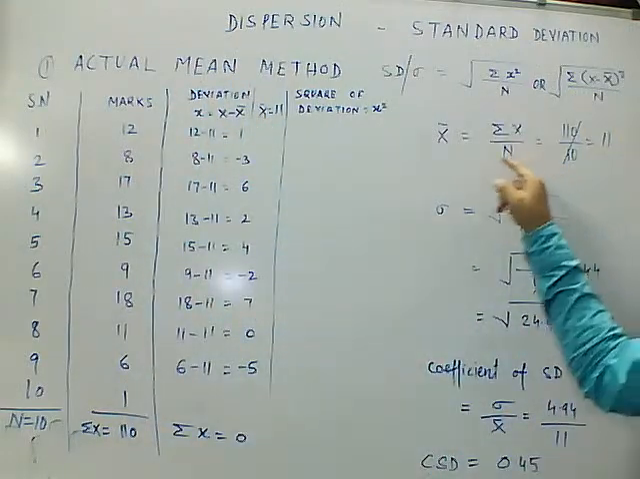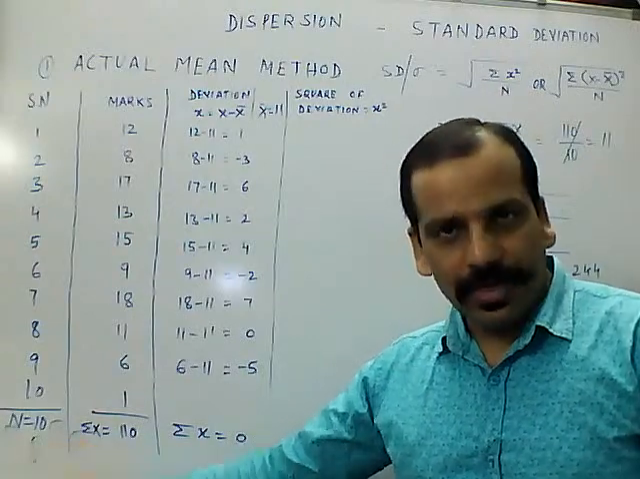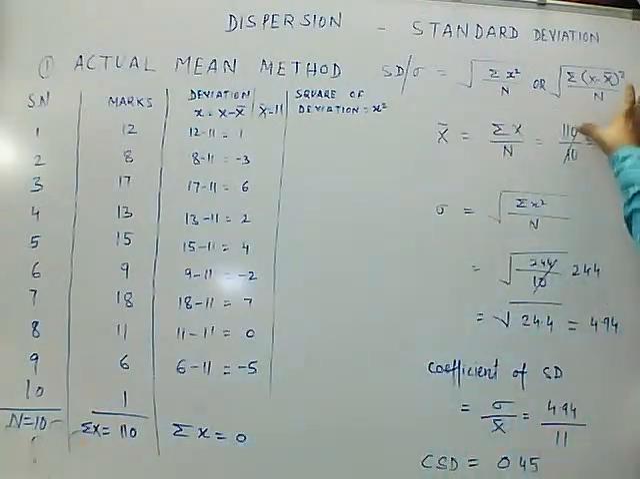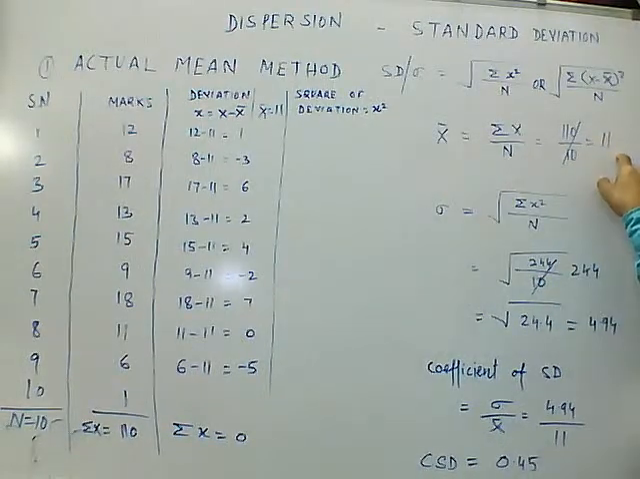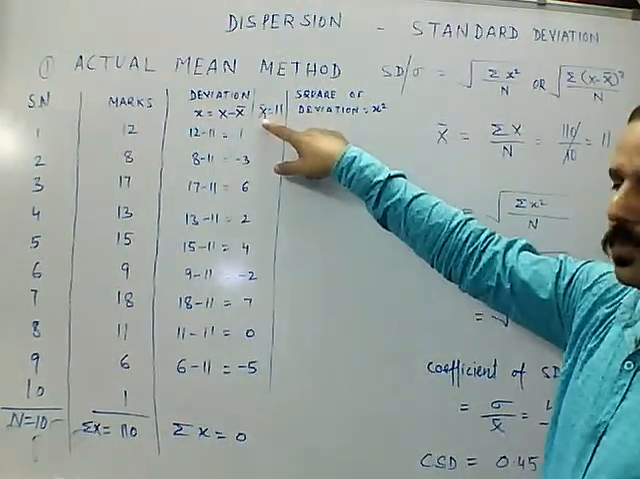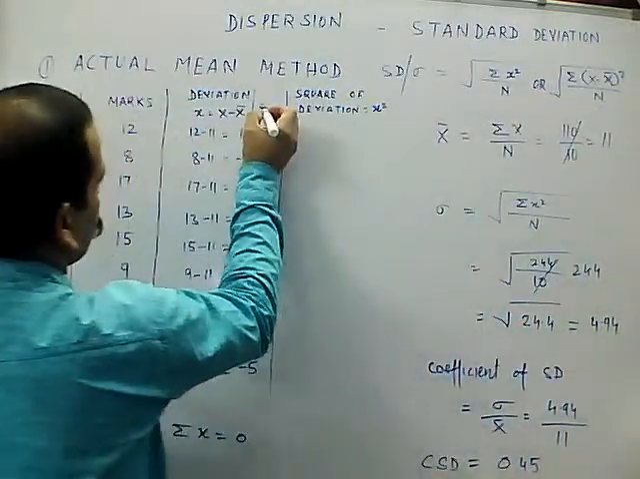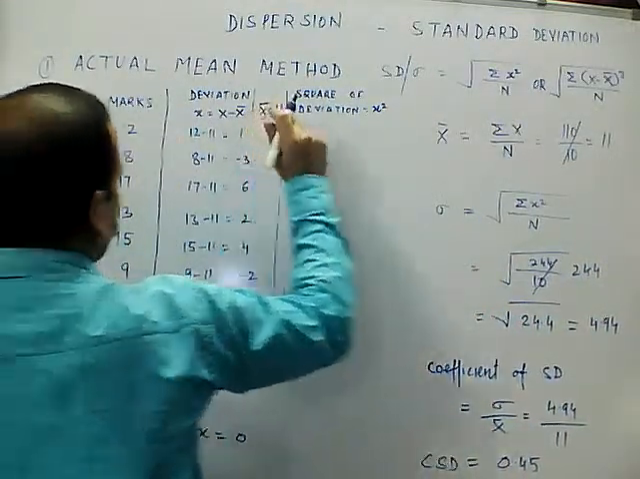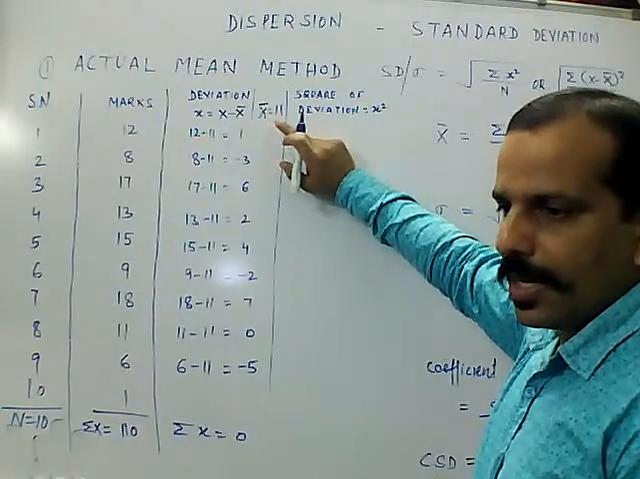Now divided by n. N is number of observations. So here we have 10 students. So 110 upon 10 is equal to 11. So mean marks 11. I wrote here x bar; x bar means mean marks. Mean marks are 11.